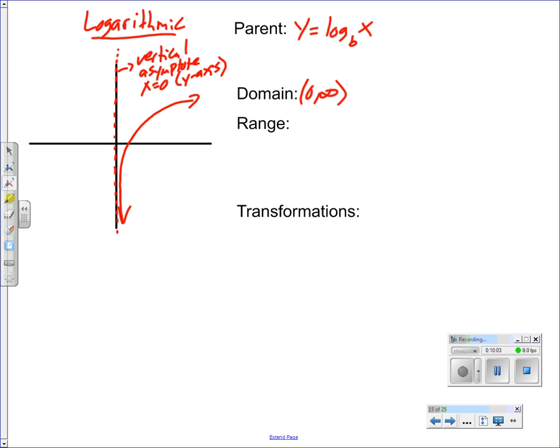The range, which is the same as the domain for exponential since they're inverses, is all real numbers. Go down to negative infinity in the fourth quadrant along the asymptote, and then in the first quadrant it will keep going and extend towards positive infinity.